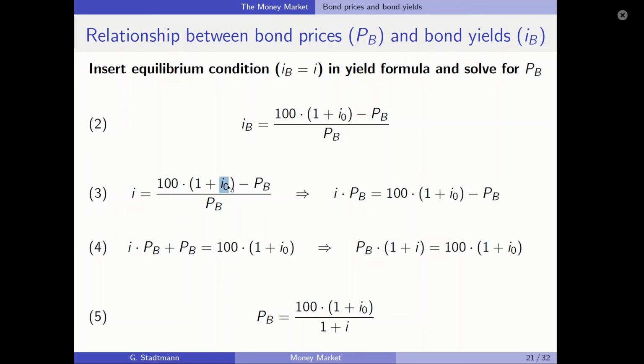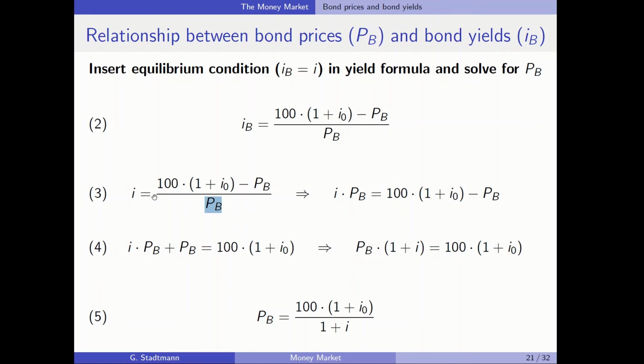In our numerical example, it was 5%. Also, this coupon is known. It is printed on the bond and it cannot be changed. So the only remaining variable which is unknown is the price of the bond. Now we want to solve for the price of the old bond.